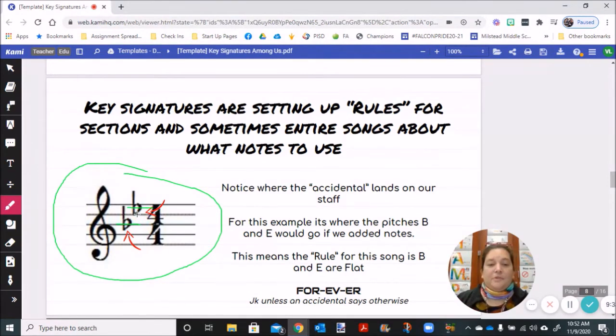F-A-C-E. So this key signature is telling us that all B's and all E's are flat forever, for the entire line of music or for the entire song. The only exception would be if they put a natural in front of the note. If there's no natural in front of any of the notes, then all B's are flat, all E's are flat.